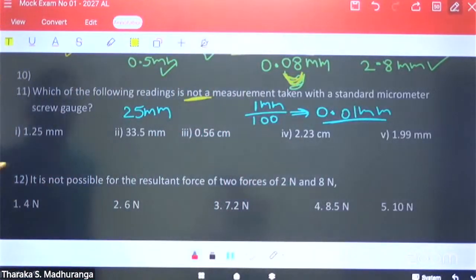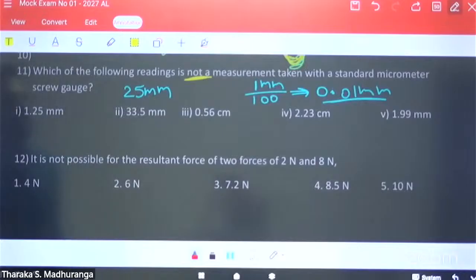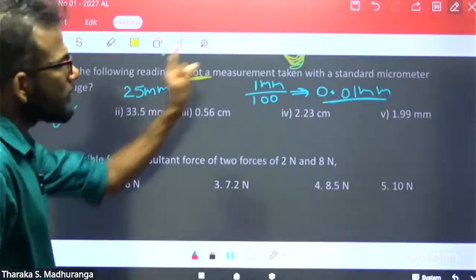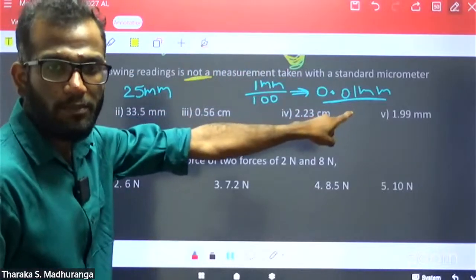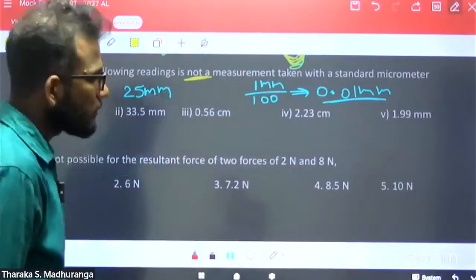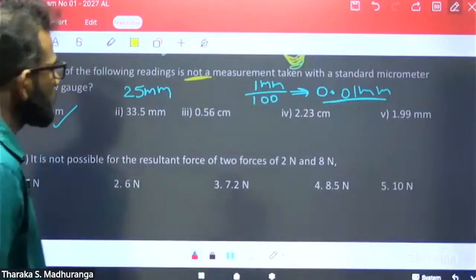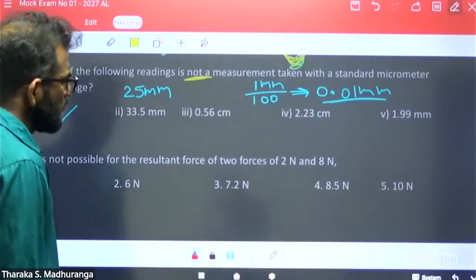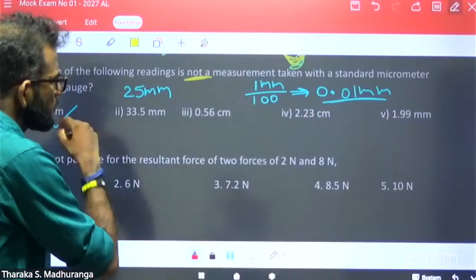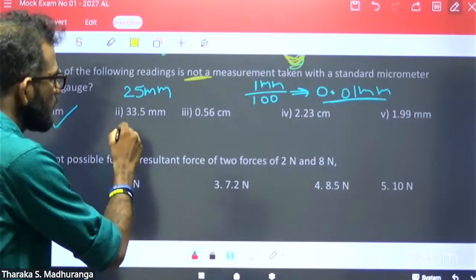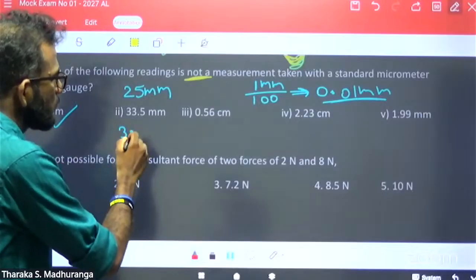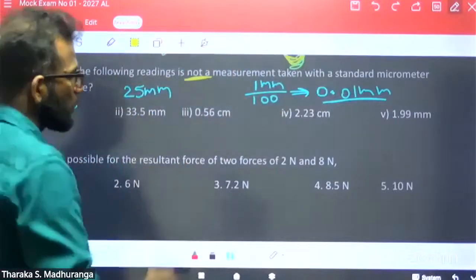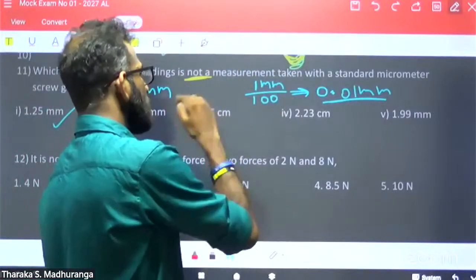Now come to the answers. 1.25 millimeter. It's okay. Why? It can get up to 2 decimal points in millimeter in a micrometer screw gauge. It is possible to get up to 2 decimal points. 33.5 millimeter, that means it is 3 point. It has a problem, no? It has a problem.